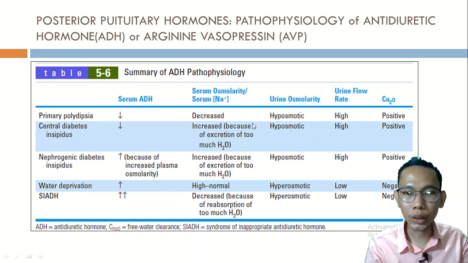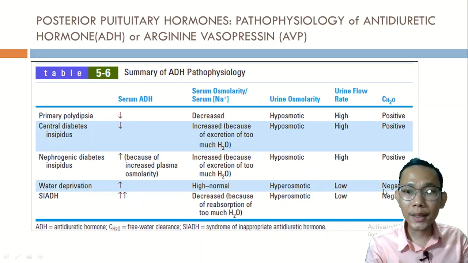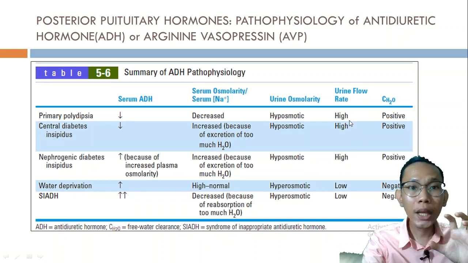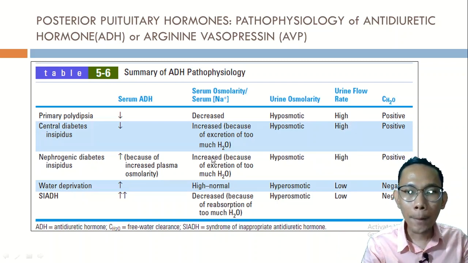Nagiging hyperosmotic. Doc, ano po yung urine flow rate or water clearance? Remember, pag high ang urine flow rate, there is a positive water clearance. Pag low ang ating urine flow rate, there is a negative water clearance. Ano po bang ibig sabihin? Pag urine flow rate, in short, ang tubig nakakalabas lang sa ating ihi. In short, pag hypoosmotic, meaning masyadong maraming tubig, the urine flow rate is high. Urine osmolarity is hypoosmotic. Urine flow rate is high kasi lumalabas lang ang tubig.